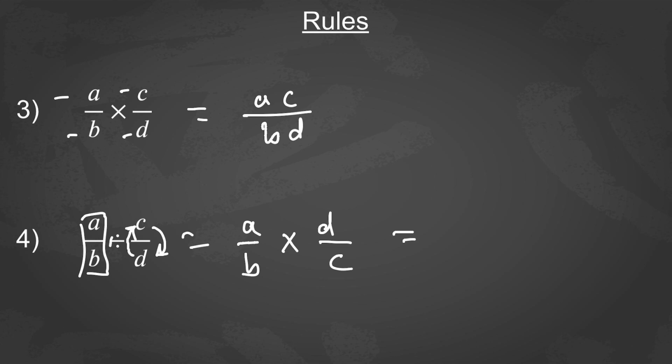Once I have this, I'm going to go ahead and apply rule number 3, where I have to multiply my numerators together, multiply my denominators together, as we have above. So a times d, I get ad, then I divide this by bc, right? And then we are done in this particular case.